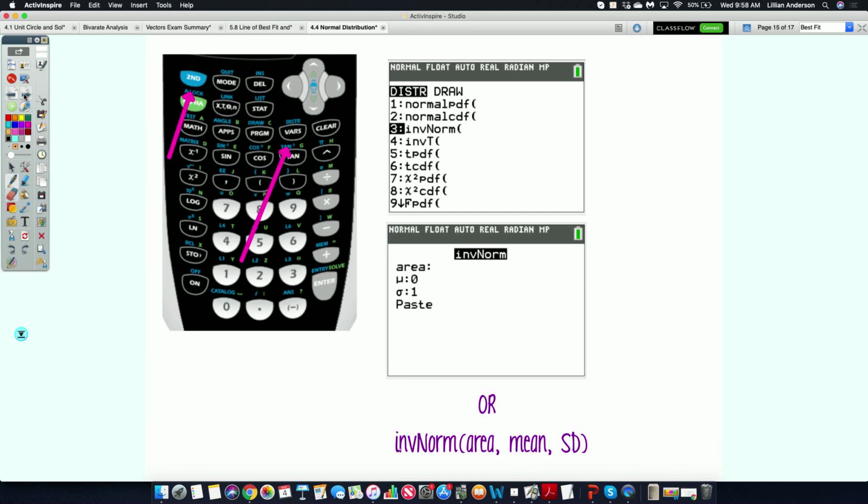How do you get to this point? It's the same two buttons. It's still second vars, but this time you're going to go to option 3. Option 3 is when you're given a probability and you're looking for an x value. When did I use option 2? When you're given an x value and you're looking for a probability.